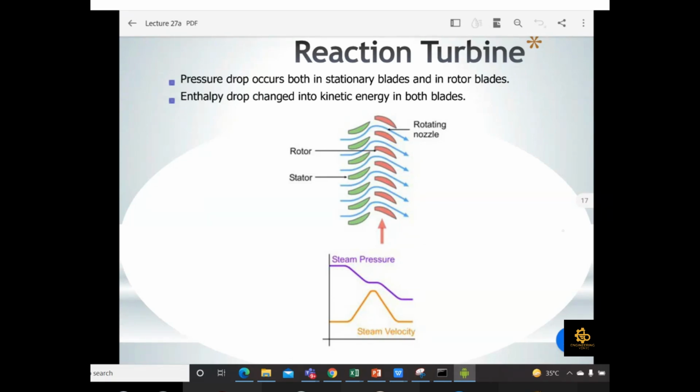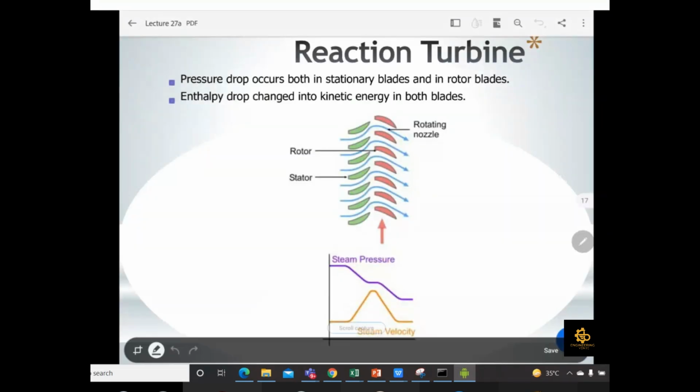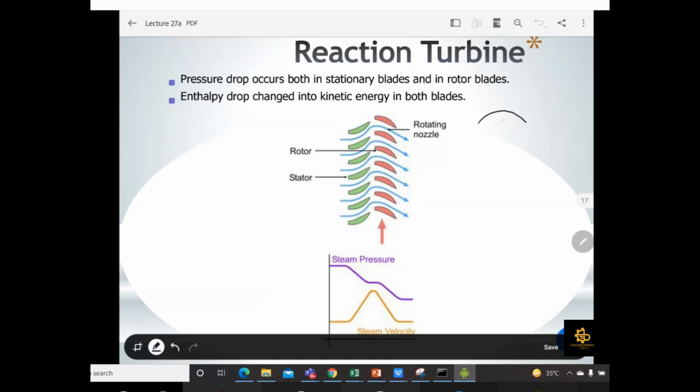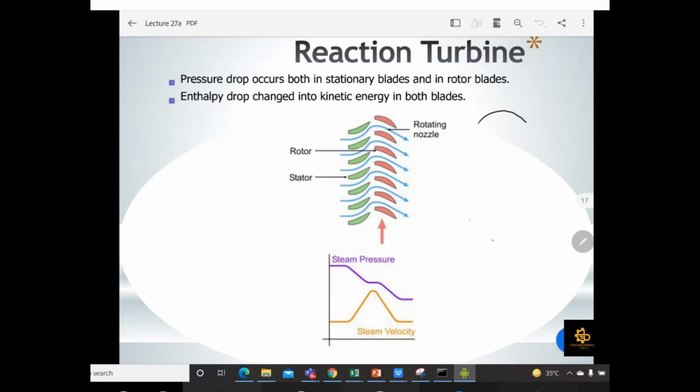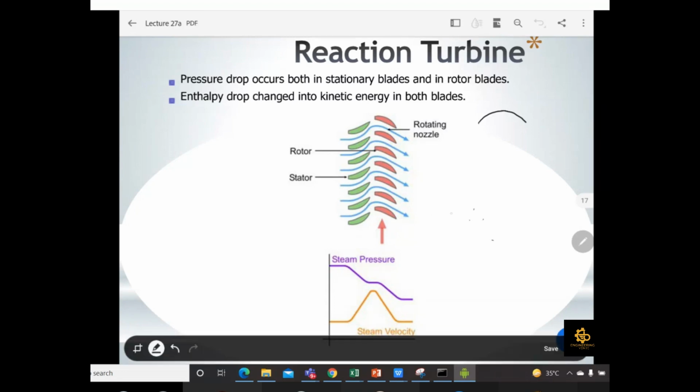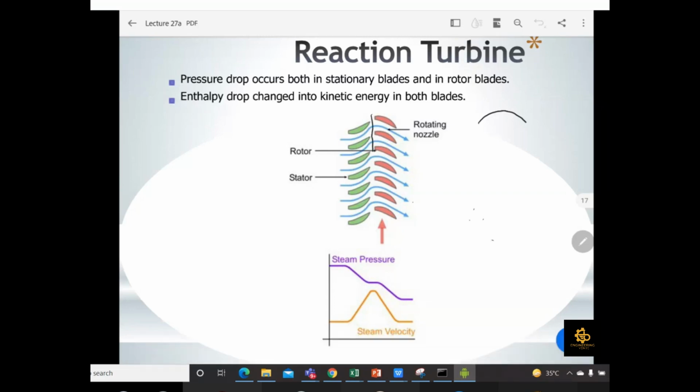In the case of the impulse turbine, the rotating blades are mostly cup shaped. For example, this is the type of blade. And in the reaction turbine, the blade is mostly an aerofoil structure. We will see the mechanism behind these blades as well. So let's take a look at the steam pressure and velocity diagram, or you can say graph. This is your stator section and your moving blade section.